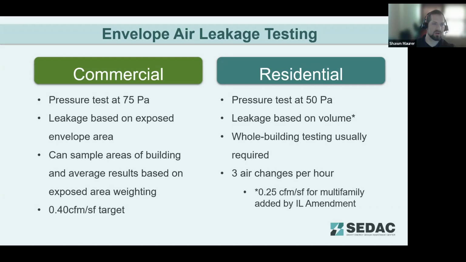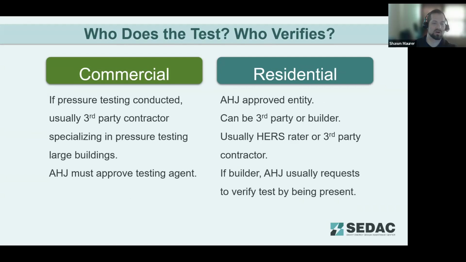So those are the requirements for that leakage testing as far as what the code requires for compliance. Again, that commercial option is an optional test for the building. If you select that method for compliance, then you must meet those. Otherwise, you do have in the 2018 IECC the option to be in compliance through verification of the air barrier materials and proper installation practices.